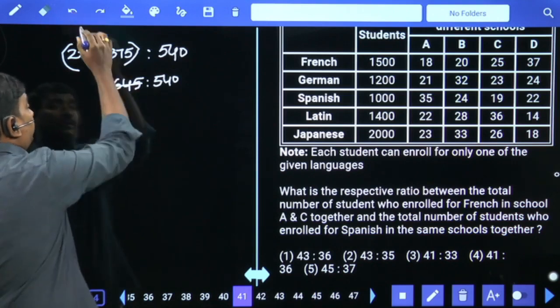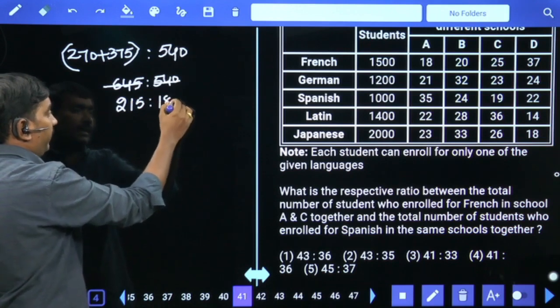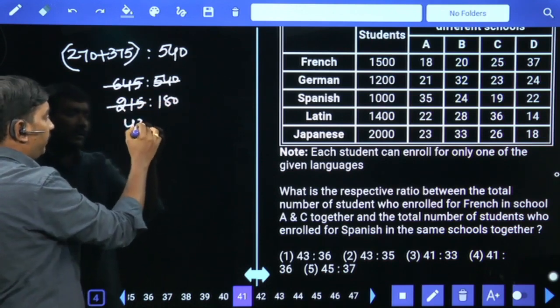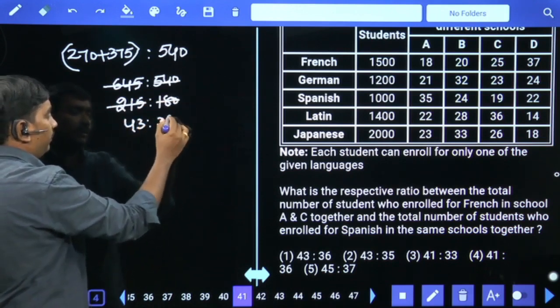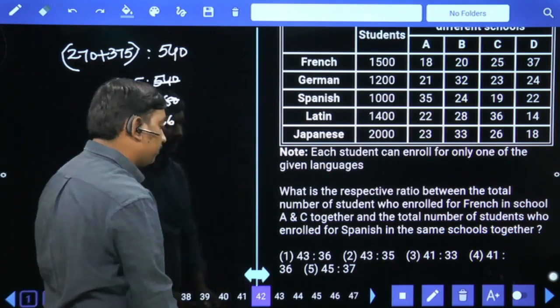Three twos are 6, 3 15s are 3 180 times, 543 times, 536 times. 43 is to 36. First option is your answer.